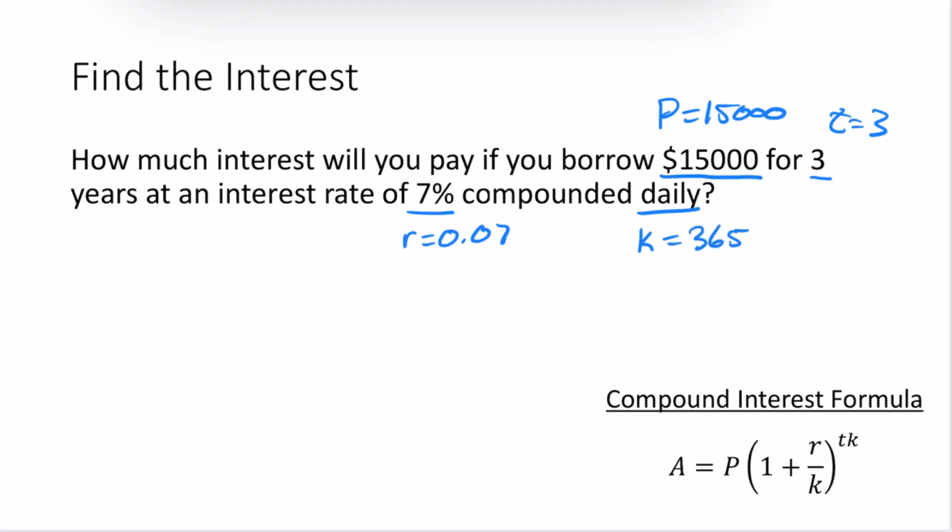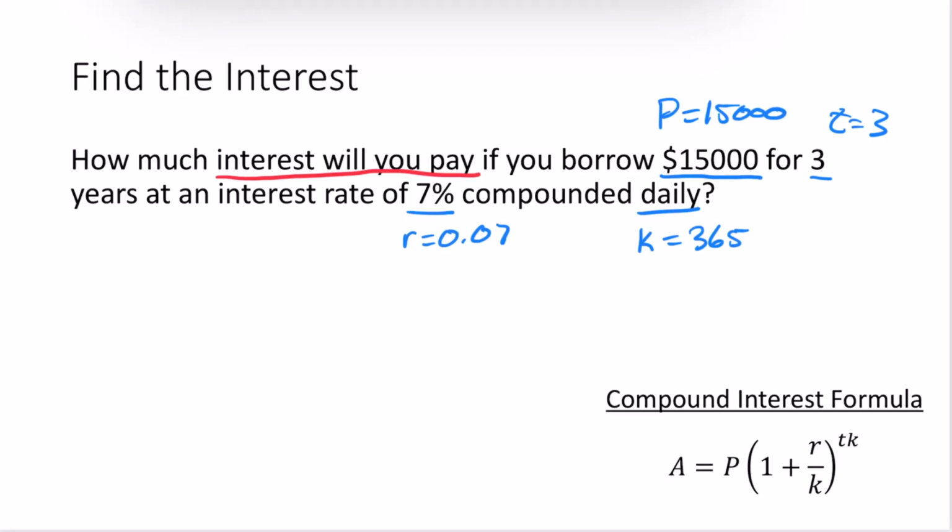Unless you are using the banker's rule, in which case you would write out 360. But this is fine for this problem. And the thing we're looking for is how much interest we'll pay. Now, if you notice, the compound interest formula actually doesn't have an I in it that tells us how much interest we're going to earn. So we're going to have to do this in 2 steps. We'll first figure out how much money we have to end up paying back at the end altogether, and then we'll subtract the amount that we borrowed.